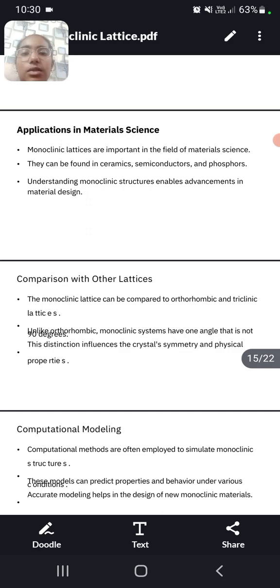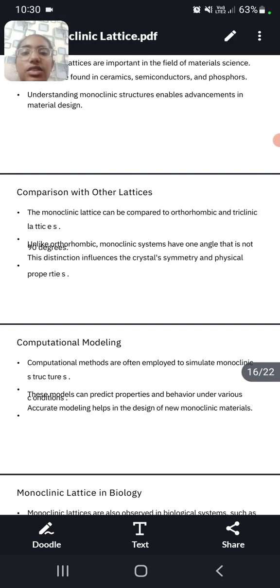Applications in material science. Monoclinic lattices are important in the field of material science. They can be found in ceramics, semiconductors, and phosphors. Understanding monoclinic structures enables advancements in material design.